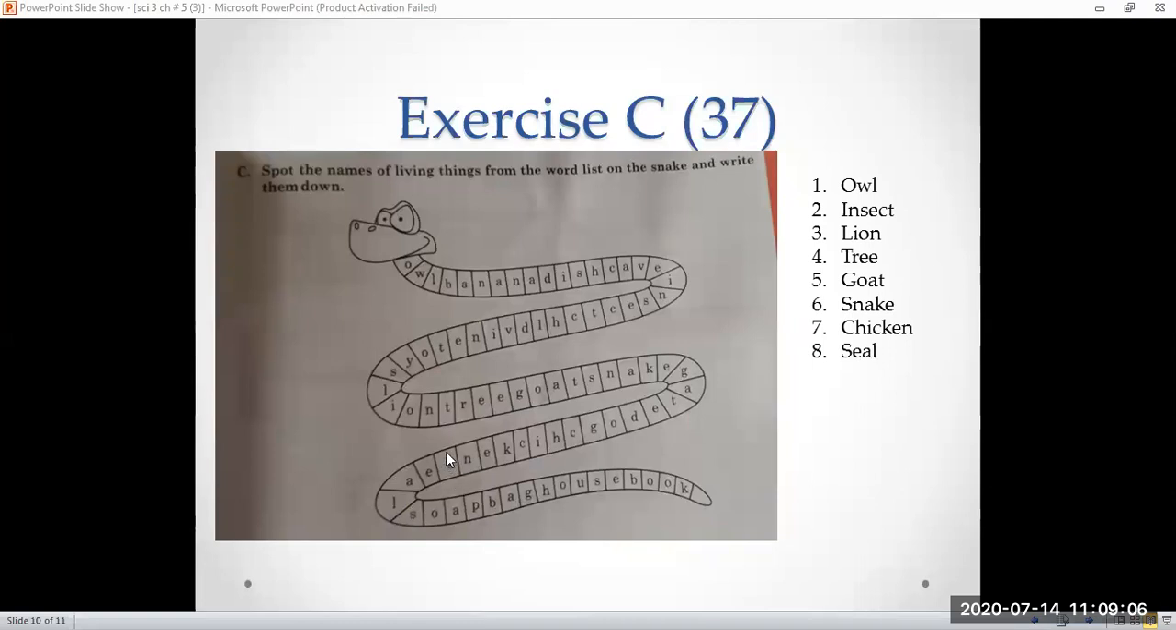There are a lot of non-living things as well, but we are going to find only the living things here. First one is owl. Again, I am circling where we have found it. Here is an owl. Second one is insect. Here is where I move the cursor. Next is the lion. Here is the lion. Then the next word is tree, and the next word is goat. You are going to circle it. The next word snake is here. And from here in the second last line is a chicken, and the next word is seal. These are all the total 8 words, and you all are going to write these 8 words here.